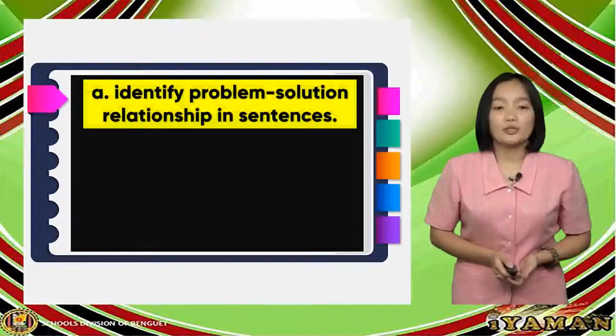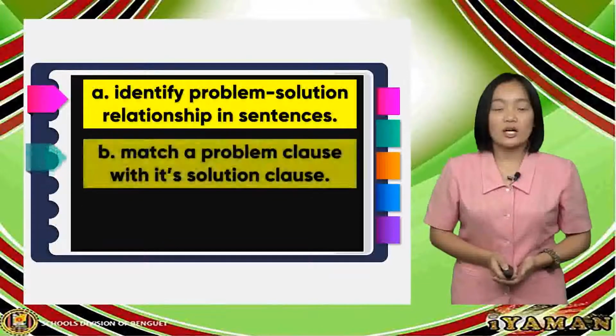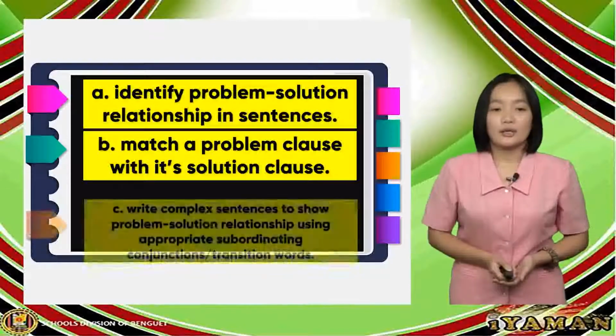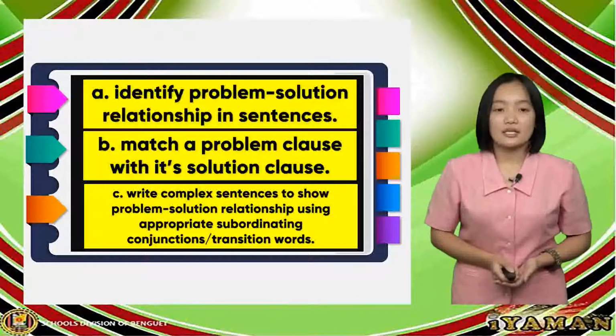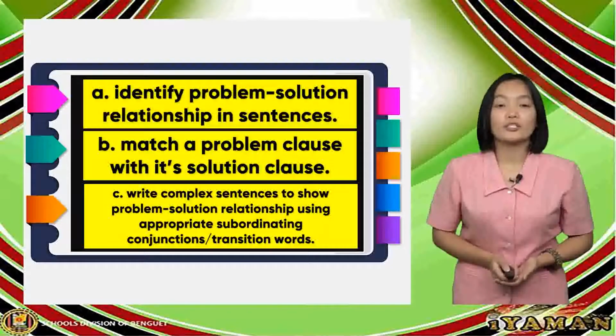You should be able to identify problem-solution relationship in sentences. Match a problem clause with its solution clause. And third, write complex sentences to show problem-solution relationship using appropriate subordinating conjunctions or transition words.